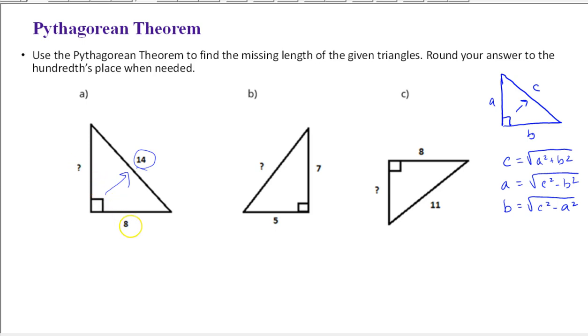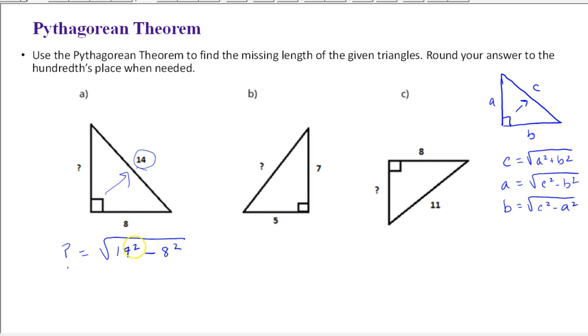These are the two legs. This one is 8, this one is unknown. You can call it A, B, whatever you want to call it, or even question mark. I'm just going to call it question mark. So question mark equals the square root. Okay, you take the hypotenuse and square it, 14 squared, minus the leg you know squared.